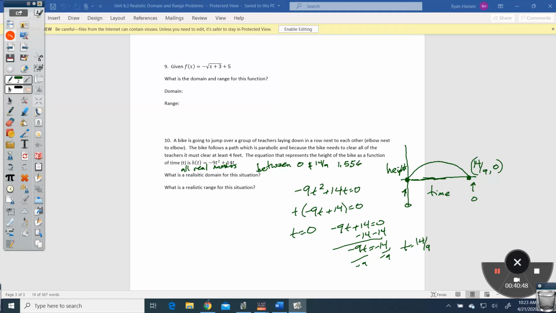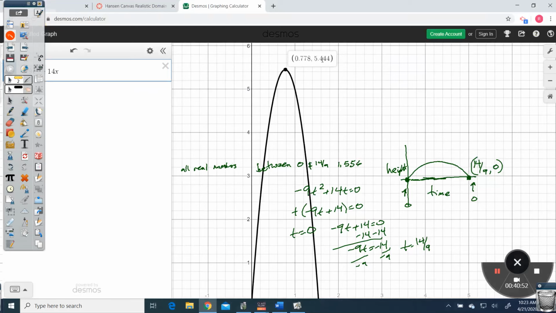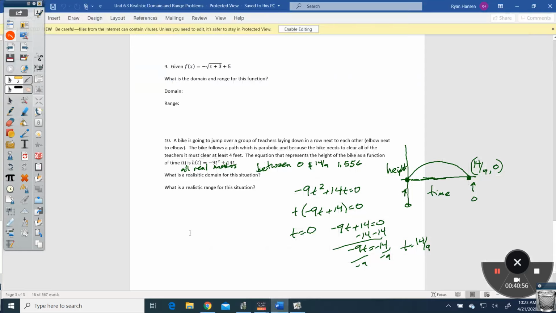Well, what was the maximum height when we were looking at it? So the maximum height was 5.44. So a realistic range is 0 to 5.44. So all real numbers between 0 and 5.44.